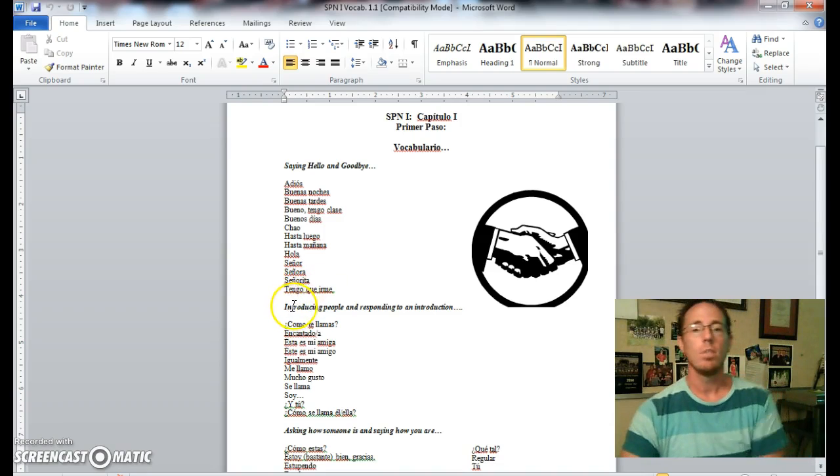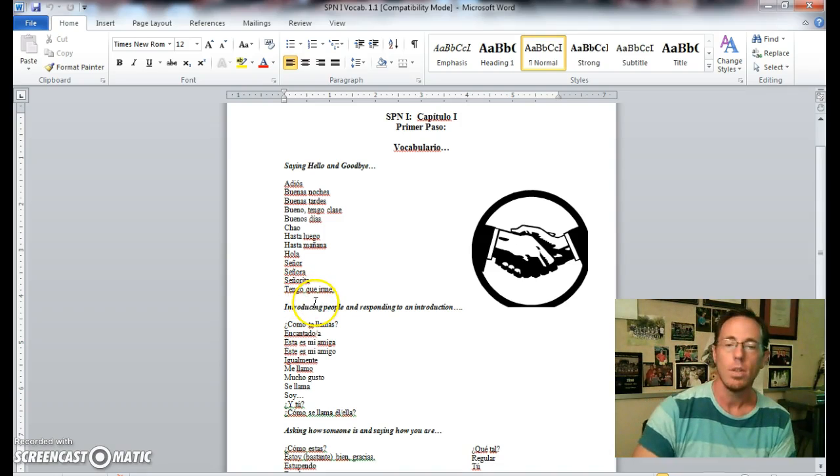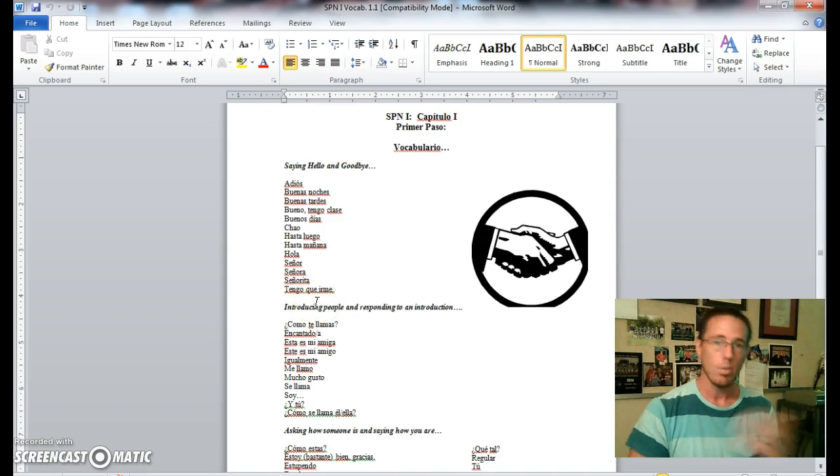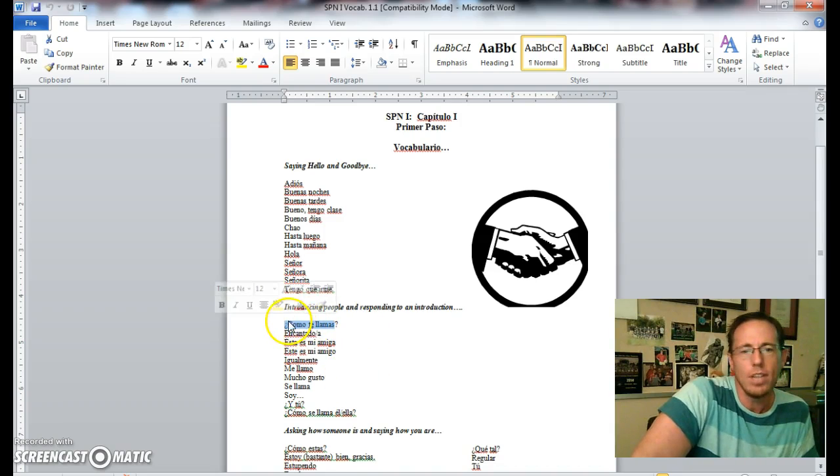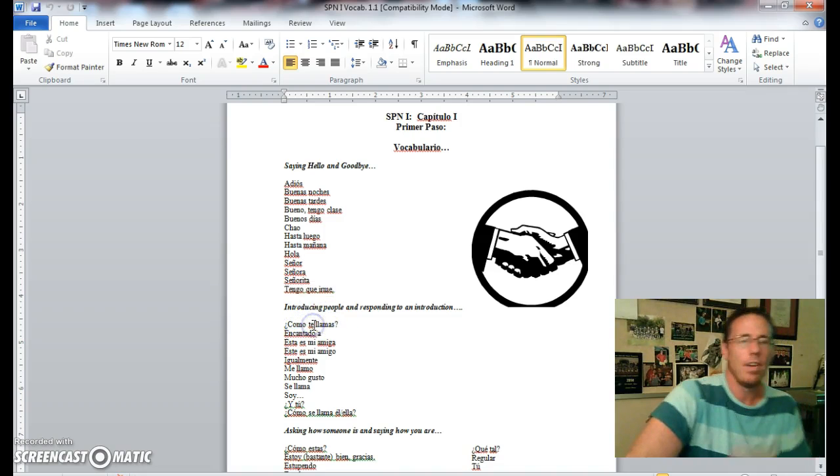Next section is introducing people and responding to an introduction. So these are some different active words that we're going to practice in class in some miniature skits and back and forths and so on. First one is, ¿Cómo te llamas? What is your name? Again, the literal translation is, how do you call yourself? It goes in that order. How do you call yourself? Very awkward for us to say something like that in English, so therefore the general translation is simply, what is your name?